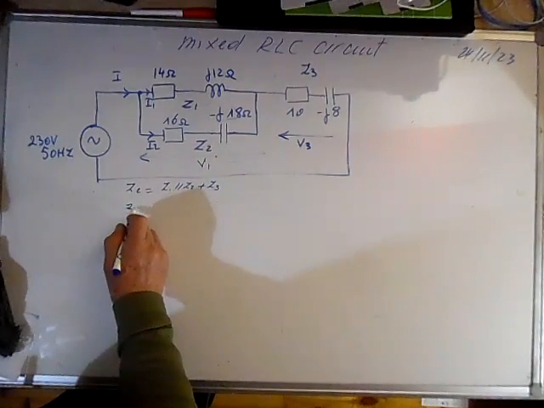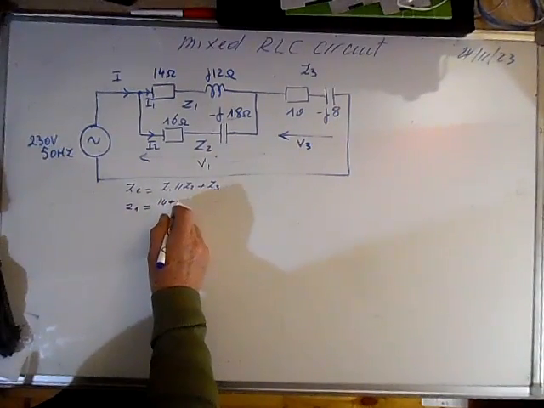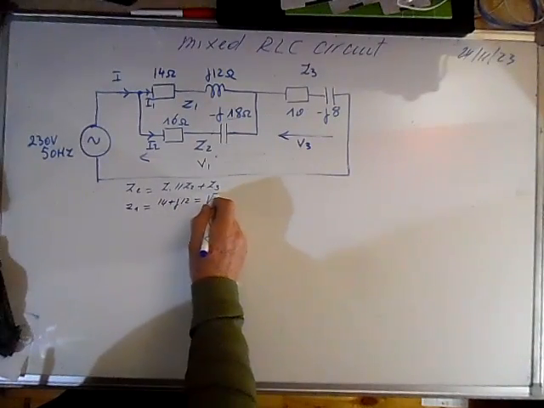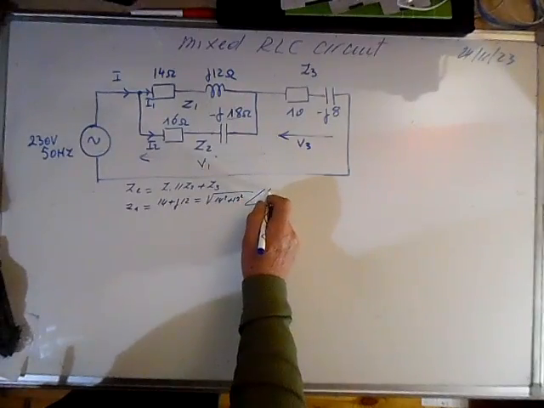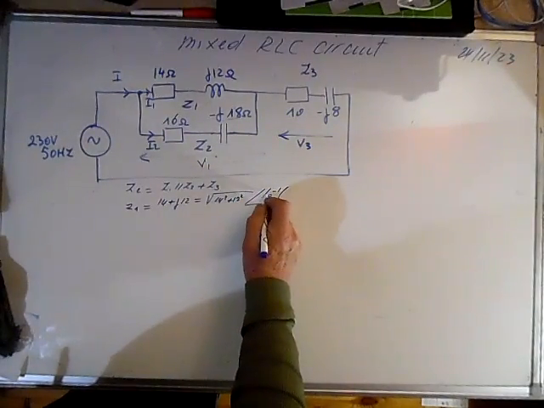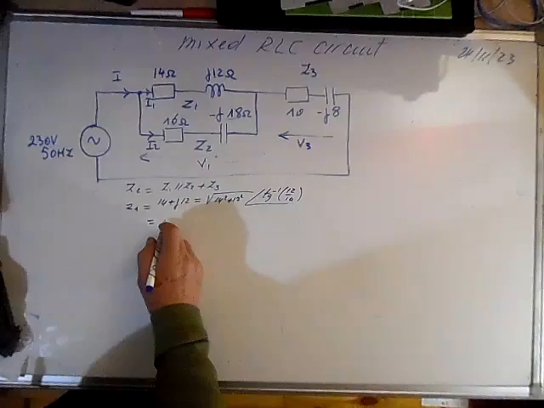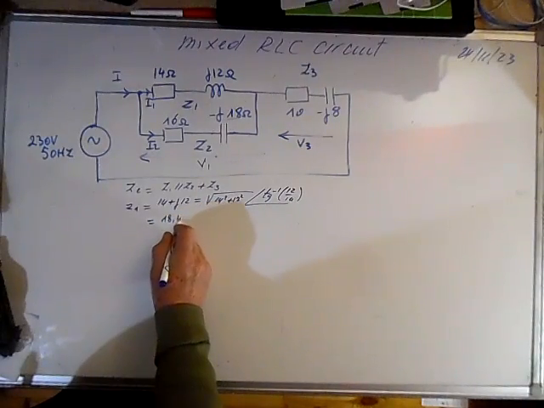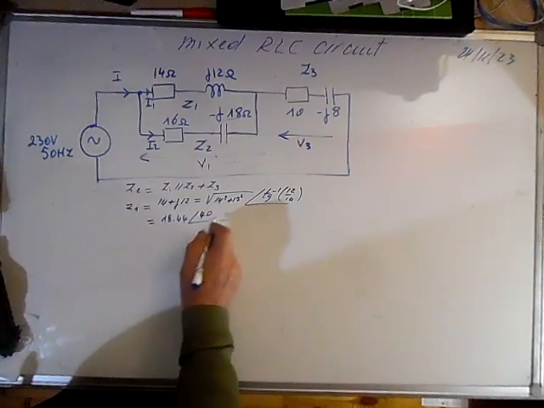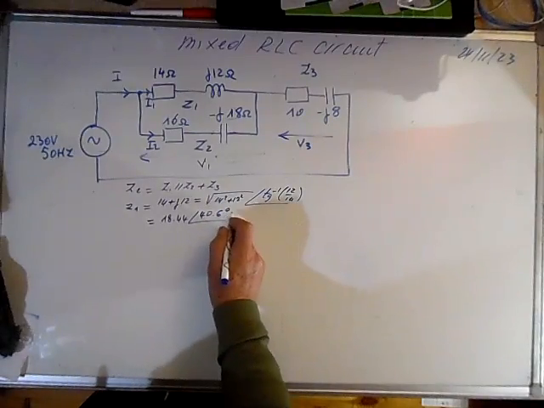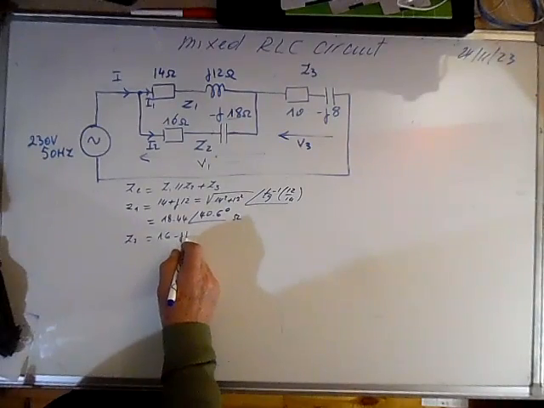Let's write Z1 in polar form, that's what we need later. It's 14 plus j12. In polar form, the module is the square root of 14 squared plus 12 squared, and the argument is the arctangent of 12 over 14. That will give us Z1 equals 18.44, this is the module, and the argument is 40.6 degrees.